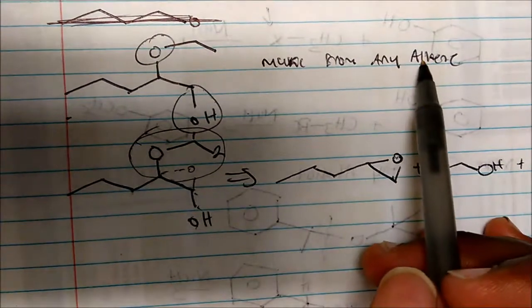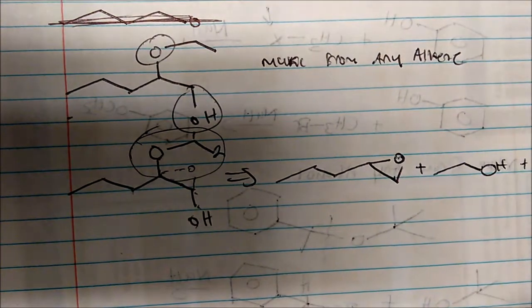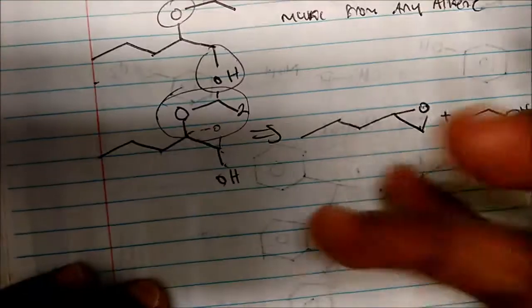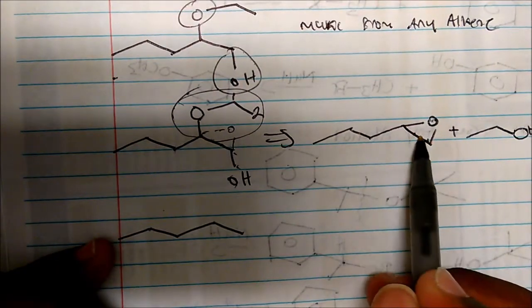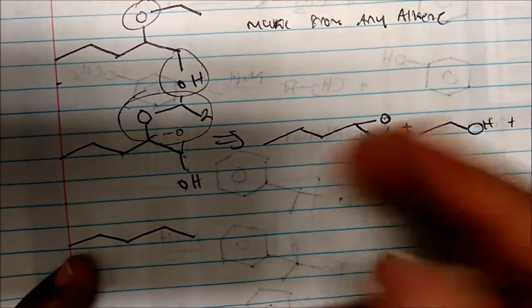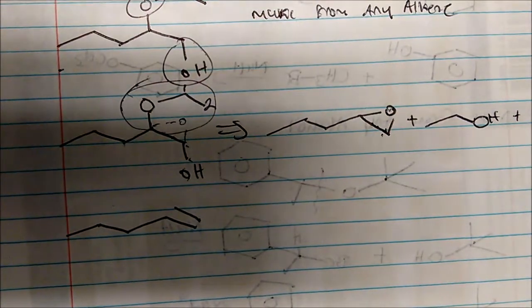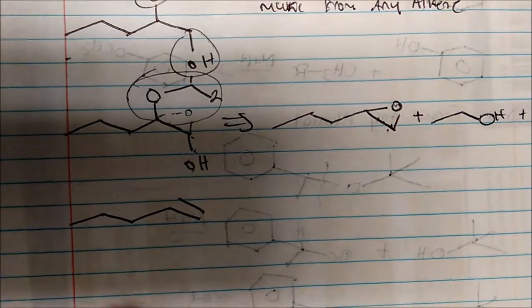Now the direction says from an alkene. Well, how do we make epoxides? Do you agree that I could replace this epoxide? Let's retrosynthesize it some more. I could replace this epoxide with this alkene here. Now let's do this forward synthesis and see if everything makes sense.